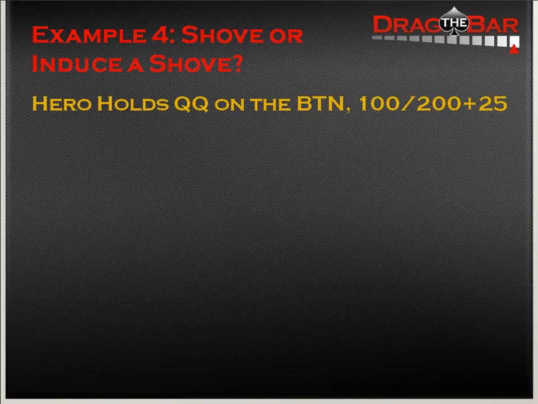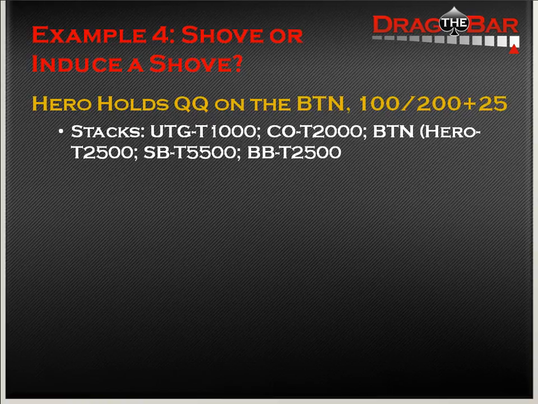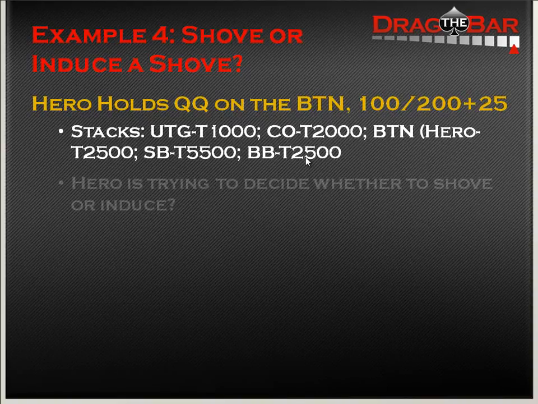Let's say Hero holds pocket queens and is sitting on the button, and the blinds are at 100, 200 plus a 25 chip ante. And I've gone ahead and put the stacks down here. I'm not going to read them all out, but we're sitting on the button, so we've got 2,500 chips, and we're trying to decide whether we should open shove this hand into the big blind, or whether we should just go ahead and make a small raise, hoping that the big blind's going to try to shove over us.